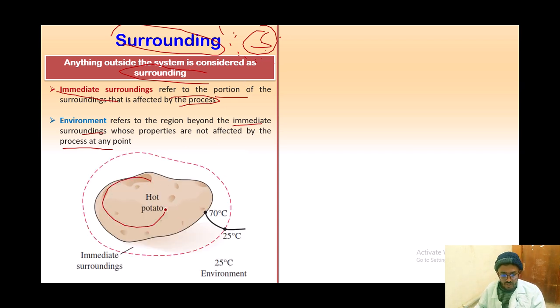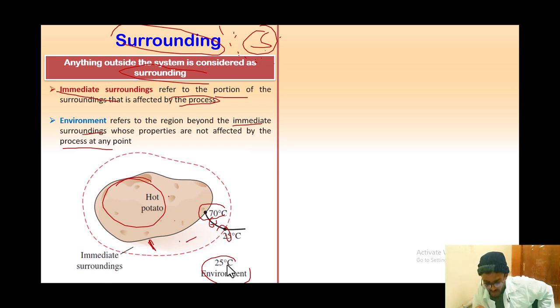As you can see, in the system we have a hot potato at 70 degrees Celsius. Let's say at this point it is 25 degrees, which is the environmental temperature. Let's say the environment is this one. Here we can have 65, 60, or 40-something. We call this immediate surrounding because it is affected by the system. But outside of this, there is an equal temperature of 25, which is the environmental temperature. So this one is the environment, which is not affected by the process at any point.